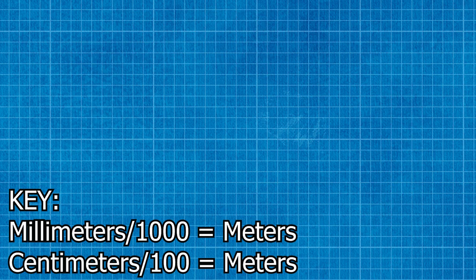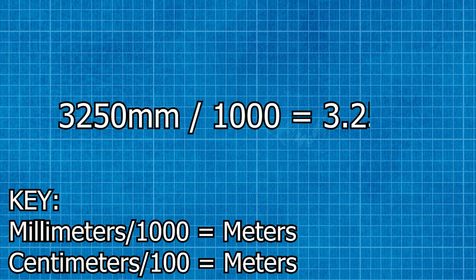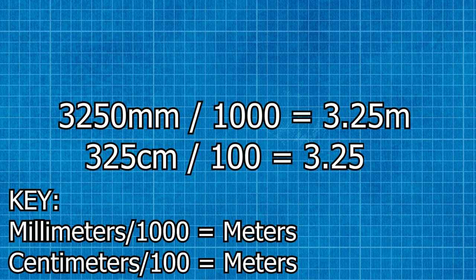If you've measured in millimeters, all you do is divide by 1000. So 3250 millimeters becomes 3.25 meters. If you've measured in centimeters, we divide by 100. So 325 centimeters becomes 3.25 meters.